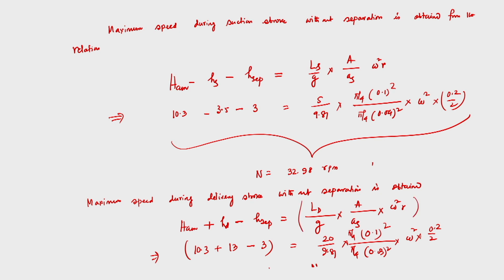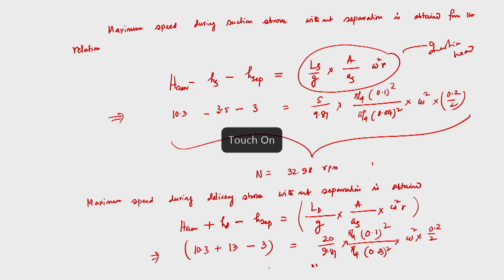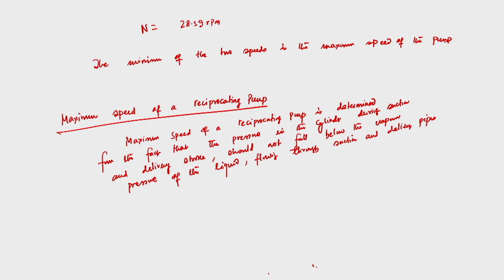this is very important: L by g, A by AS, into omega square r. This is essentially the inertial pressure, I mean the inertia head. So this quantity is the inertia head. If I calculate it, I have obtained that the maximum speed in the suction stroke is 32.98 rpm, and the maximum speed during the delivery stroke is again 28.59 rpm. The minimum of these two speeds is the maximum speed of the pump that can be used to operate without having separation at the suction side.